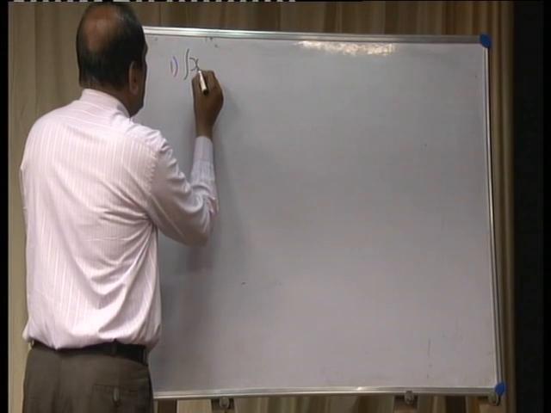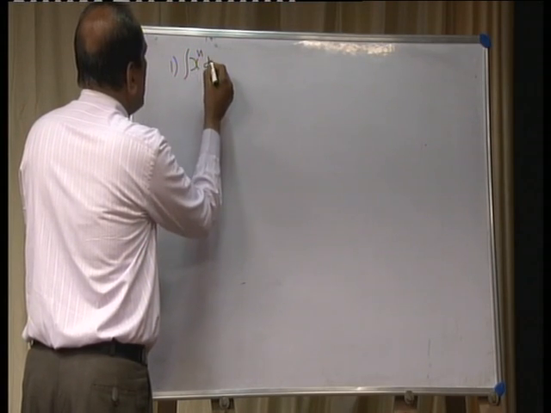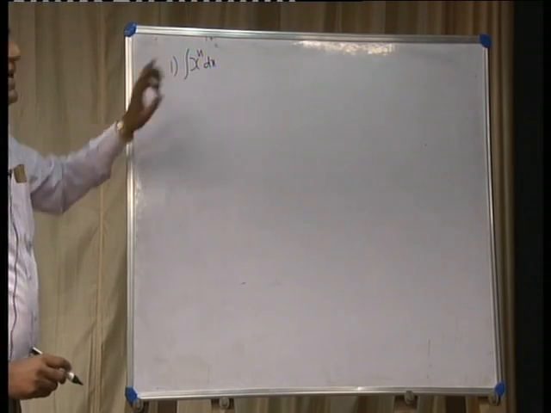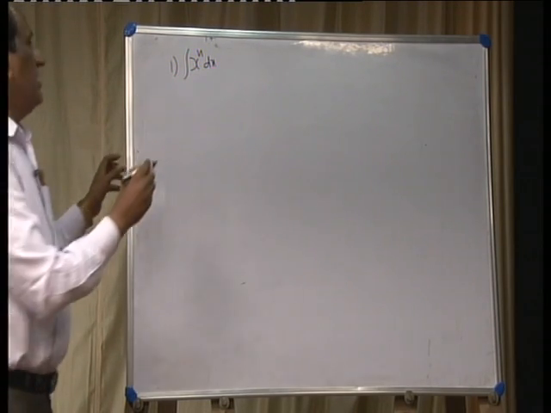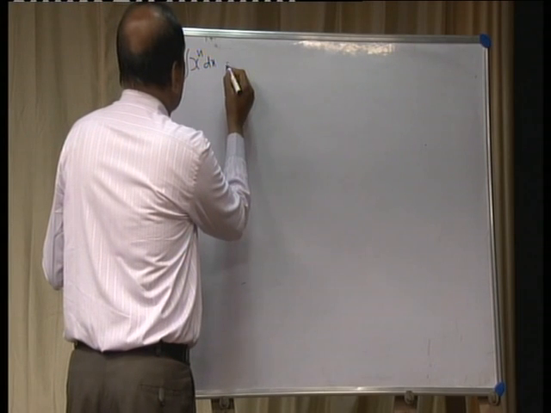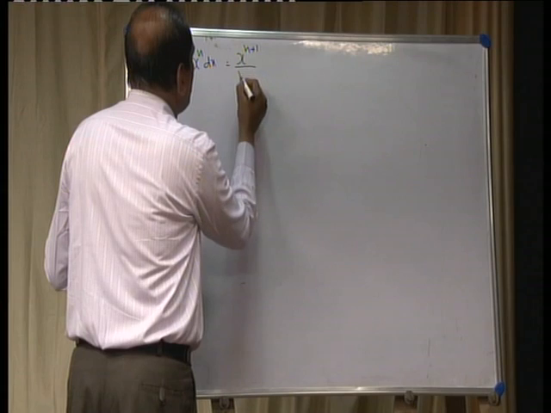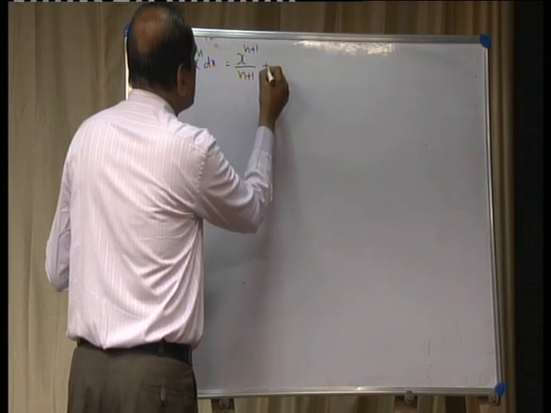First I am going to write integral of x power n dx. dx indicates the variable of integration, that is x. x power n is the integrand. So what is the integral of x power n dx? It is x power n plus 1 divided by n plus 1, plus c.